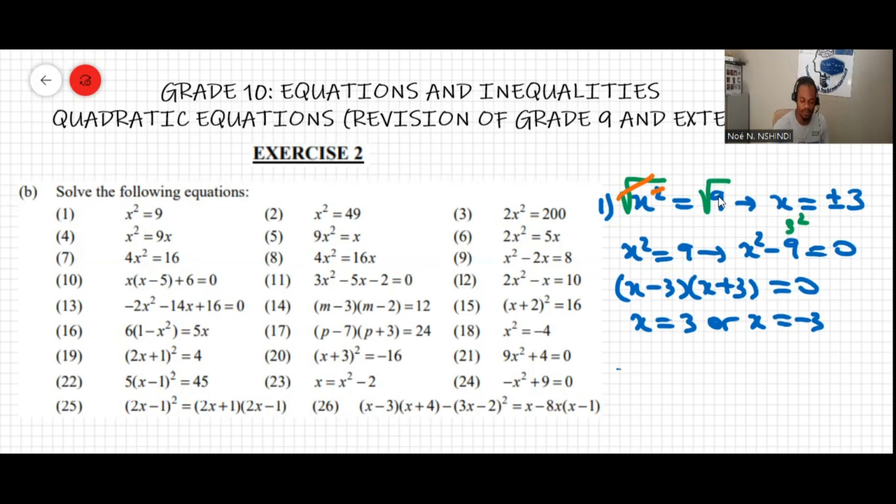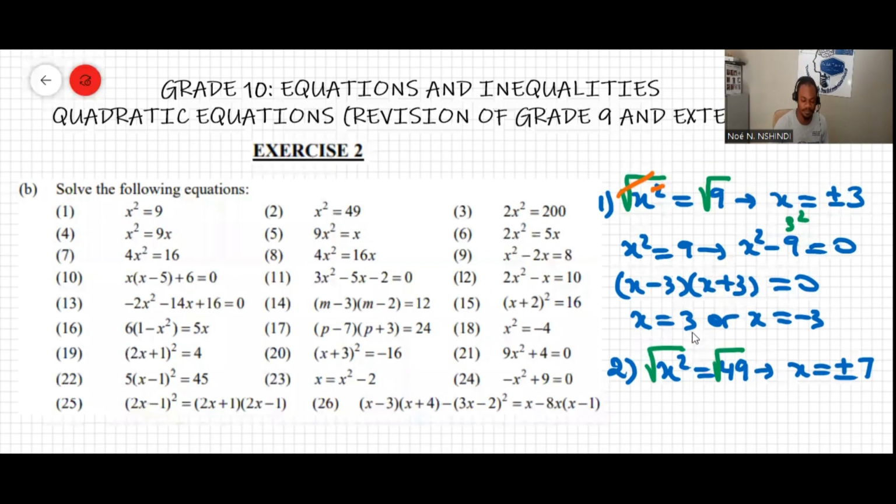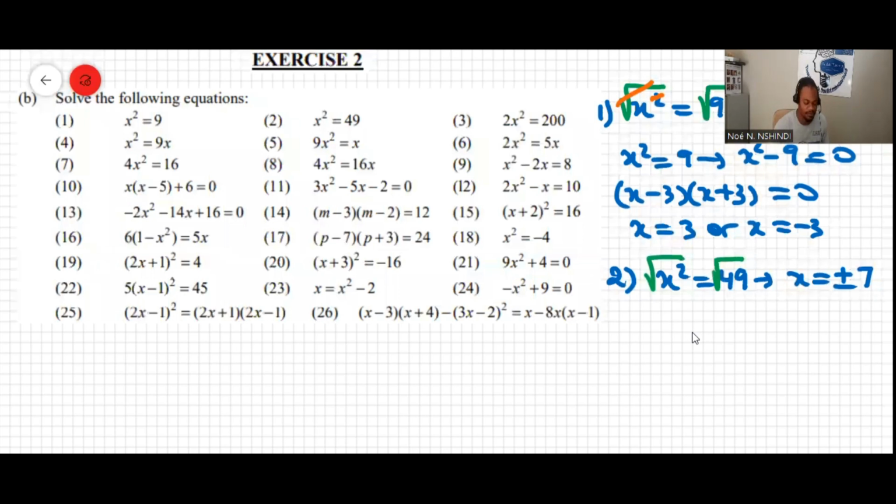So in question 2, for instance, x squared equals 49, I will just square root both sides. I square root here, I square root there, and that makes x equal to plus or minus 7. And then question 3, I'll write here 3.